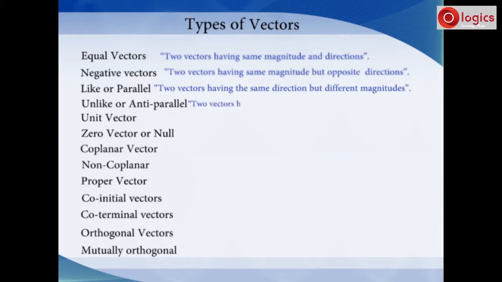Two vectors having opposite directions and different magnitudes are said to be unlike vectors or antiparallel vectors.